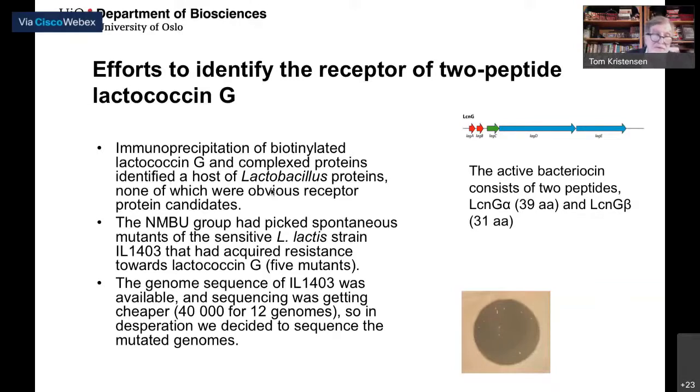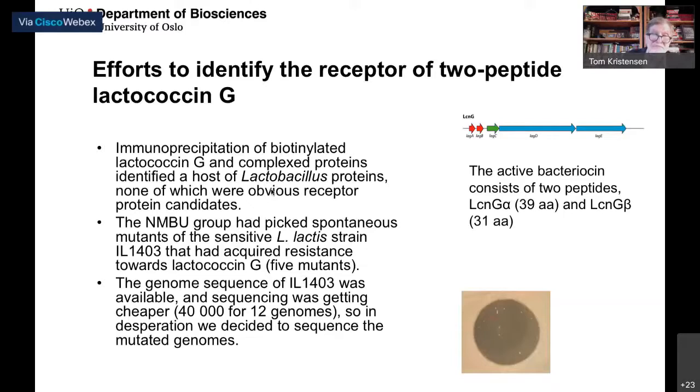And then I got my good idea, because I've been involved with DNA sequencing most of my life, and the chance to sequence a bacterial genome was something I couldn't resist. So in one group meeting, I suggested that we have some mutants which have become resistant to the bacteriocin. Why don't we simply sequence their genomes to see what mutation causes them to be resistant to the bacteriocin?